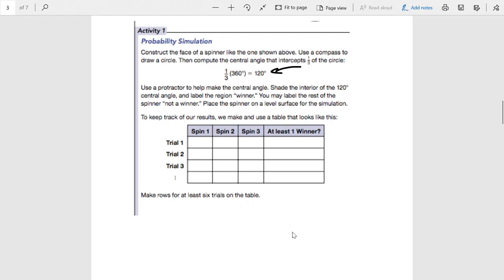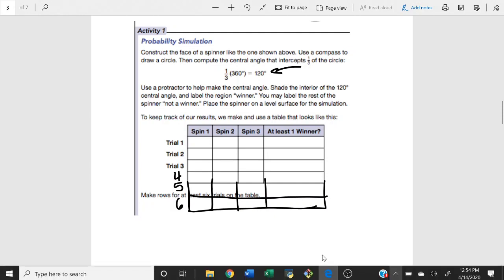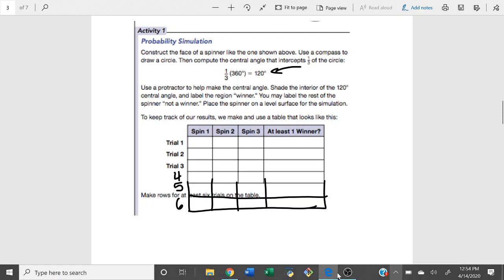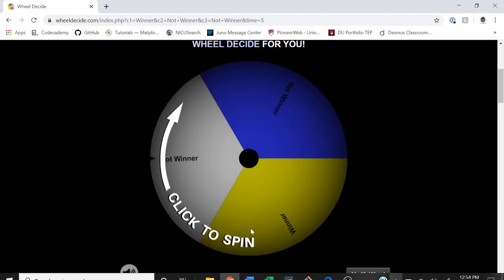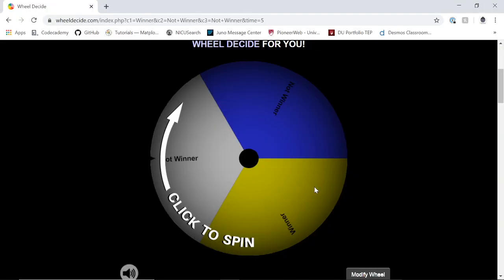So we're going to use this table in order to keep track of our results, but instead of just 3 trials, we're actually going to do 6 total trials so that we have plenty of information about this. So we have trial 1, trial 2, trial 3, 4, 5, and 6. So I'm going to be flipping back and forth a little bit, but you can go ahead and do this. I'll show you the first few spins and then I'll pause the video and come back when we have our results.